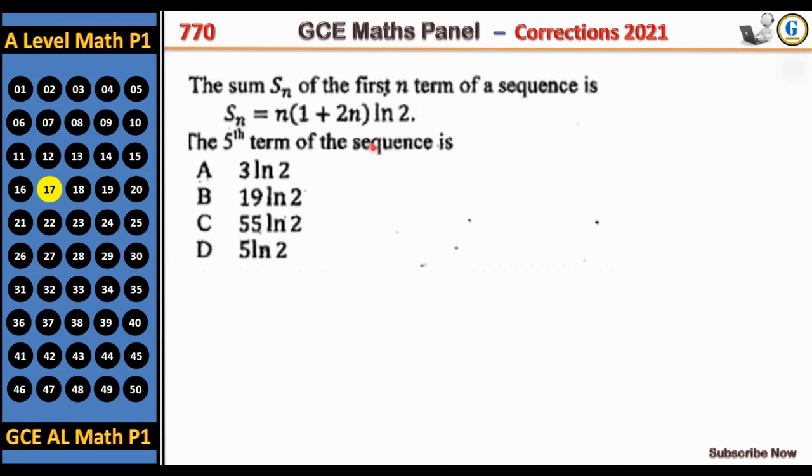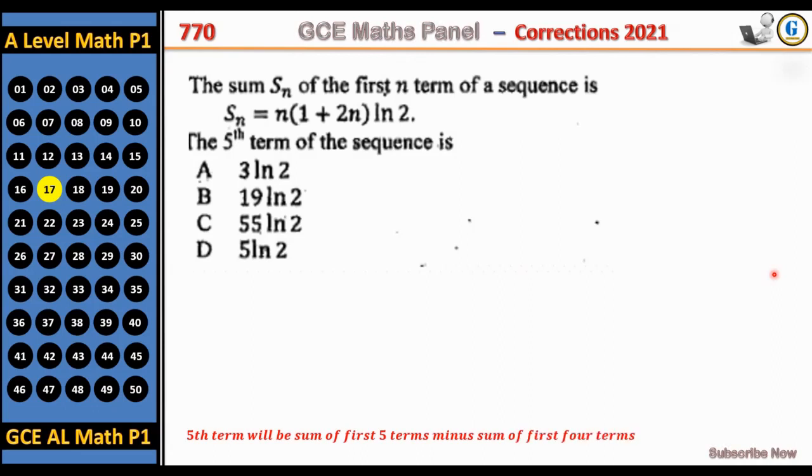The sum Sn of the first n terms of a sequence is given by Sn equals n into 1 plus 2n, all of that times ln 2. The fifth term of this sequence is... Since they've given us the sequence in terms of the sum, the fifth term should be equal to the sum of the first 5 terms minus the sum of the first 4 terms.